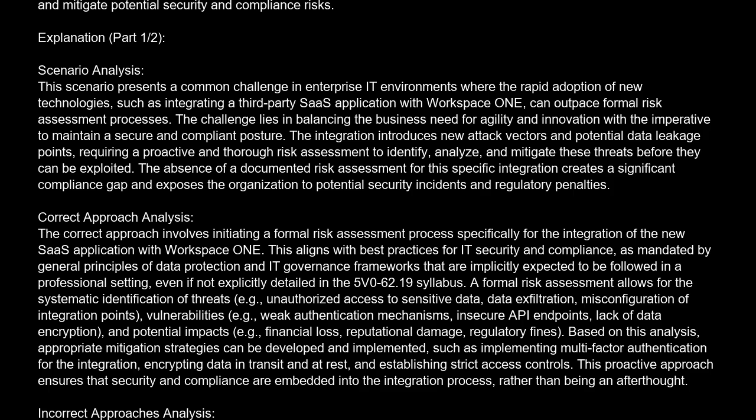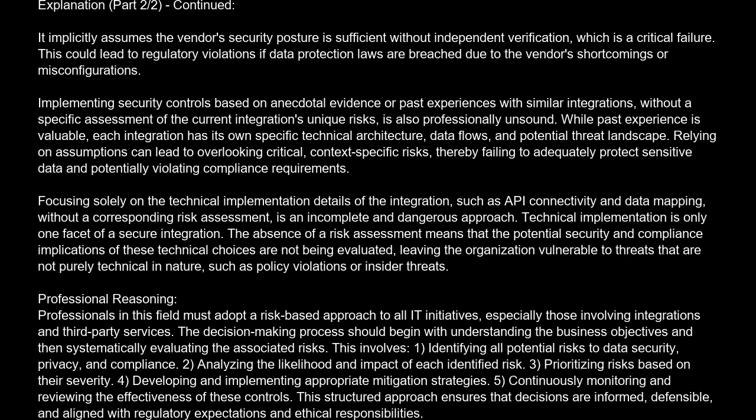Incorrect approaches analysis. Proceeding with the integration without any risk assessment, relying solely on the vendor's security claims, is professionally unacceptable. This approach demonstrates a severe disregard for due diligence and regulatory compliance, and implicitly assumes the vendor's security posture is sufficient without independent verification, which is a critical failure. This could lead to regulatory violations if data protection laws are breached due to the vendor's shortcomings or misconfigurations. Implementing security controls based on anecdotal evidence or past experiences with similar integrations, without a specific assessment of the current integration's unique risks, is also professionally unsound.